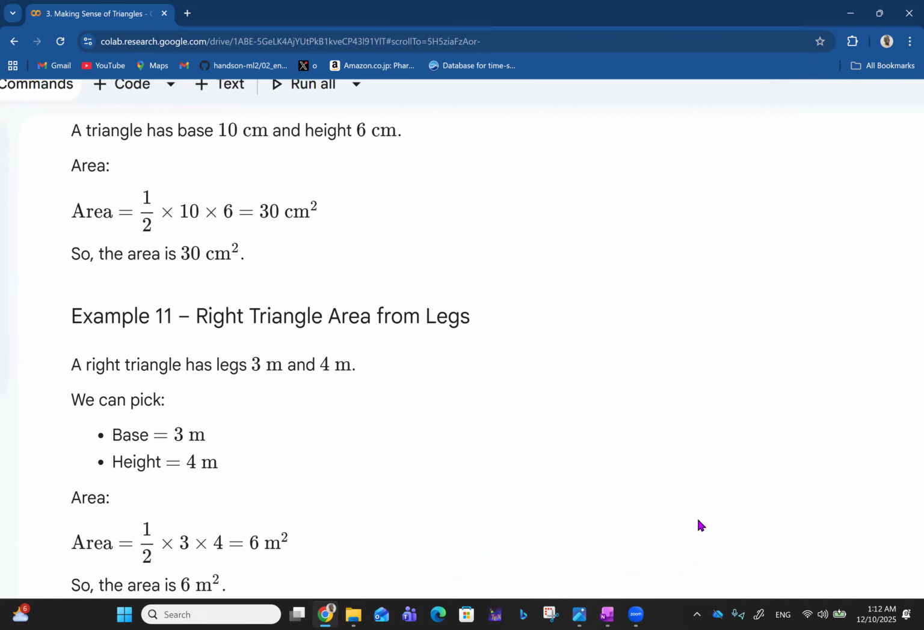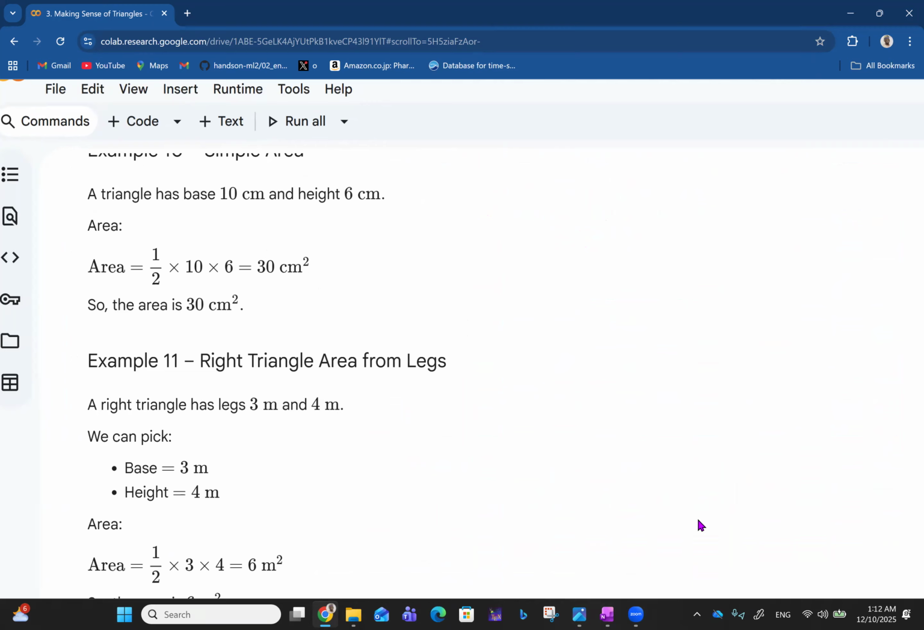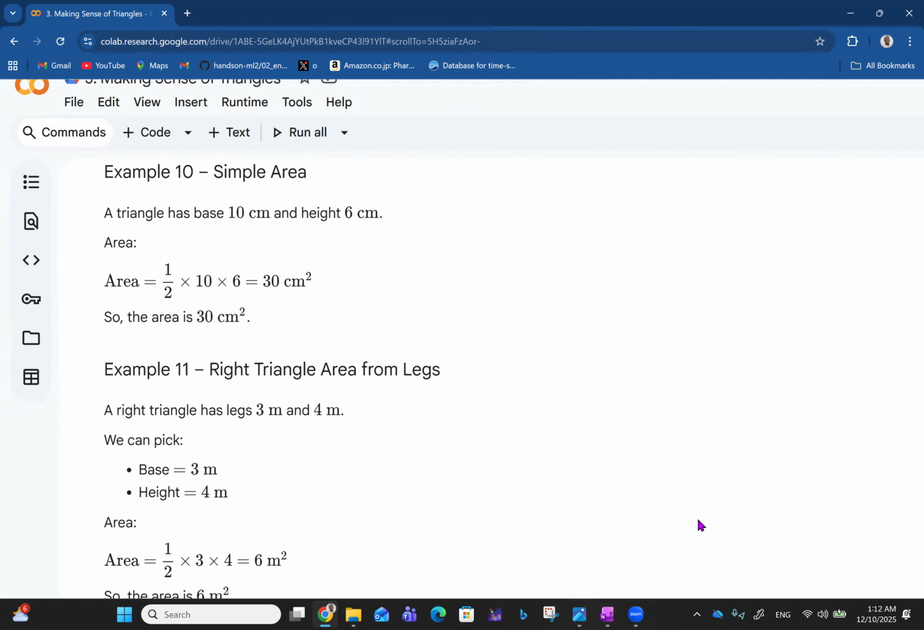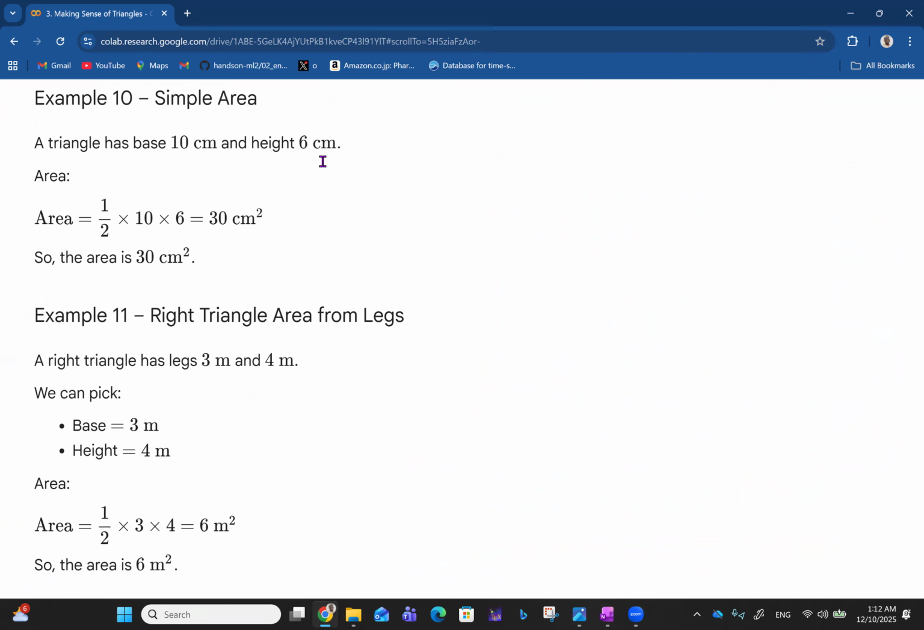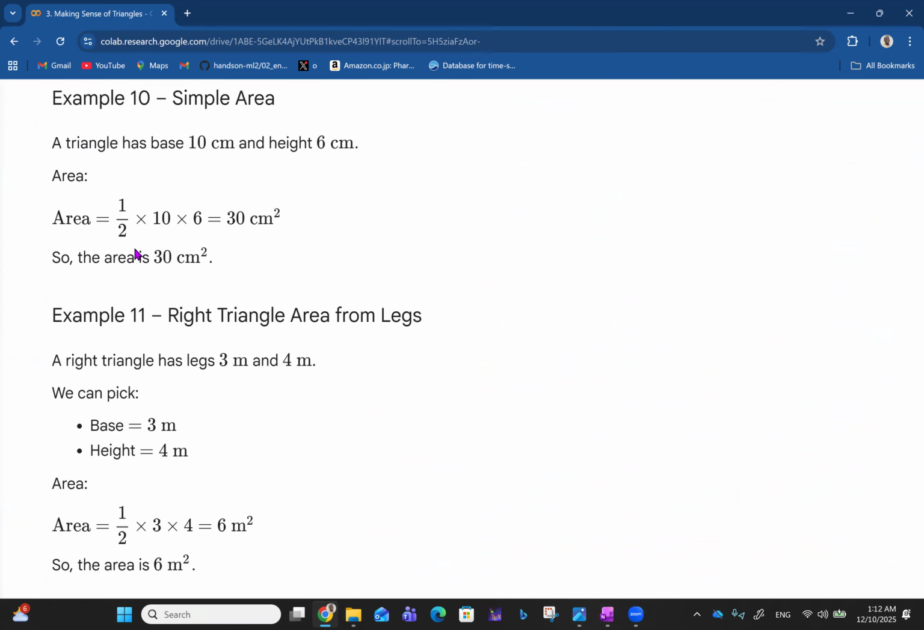Okay, so you can deal with a very simple area like this. A triangle has base 10 cm and height 6 cm. So the area, of course, we know is half times base times height. The base is 10 cm, the height is 6 cm. So that's 30 centimeters squared.